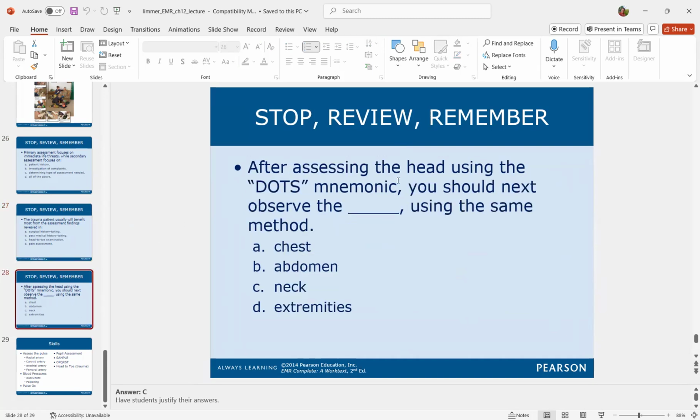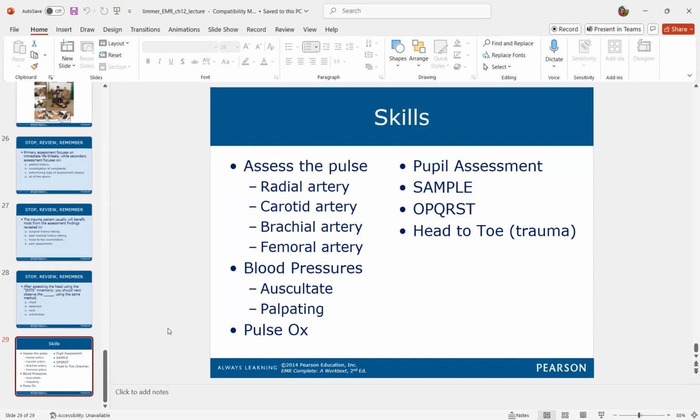After assessing the head using the DOTS mnemonic, we should next observe the neck, right? We're going to go head, neck, chest, abdomen, back if you want to, pelvis, extremities. Looking for DOTS: deformities, open injuries, tenderness, and swelling, and anything else that you're observing. These are some of the skills that I have my other students typically do. But we'll talk about SAMPLE and OPQRST here. So I'm going to stop sharing.